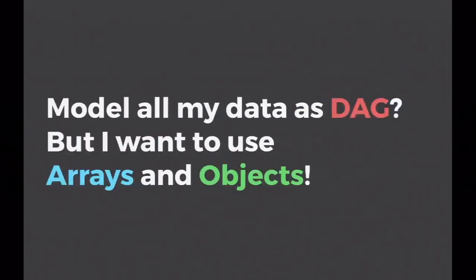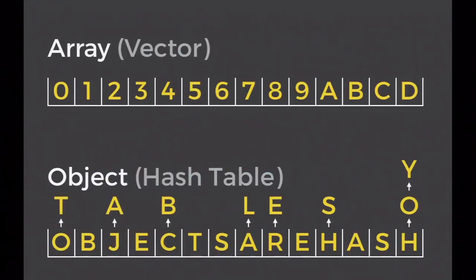But OK, this is academically interesting. I can model all my data as DAGs. But we really want arrays and objects. Every programming language has these two concepts: lists of values and key value pairs, and they're the blood that makes our applications work. So without arrays and objects, how practical is this anyway? And if we look at the data structures that we usually use to implement arrays and objects, vectors and hash tables, they're not DAGs.